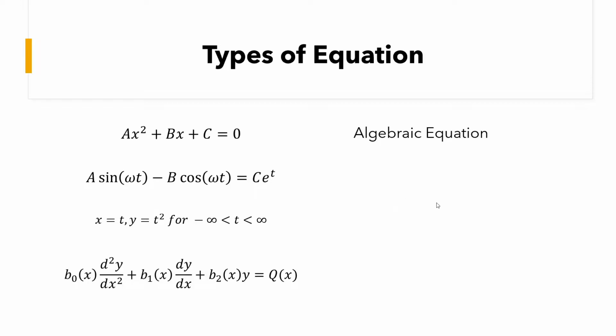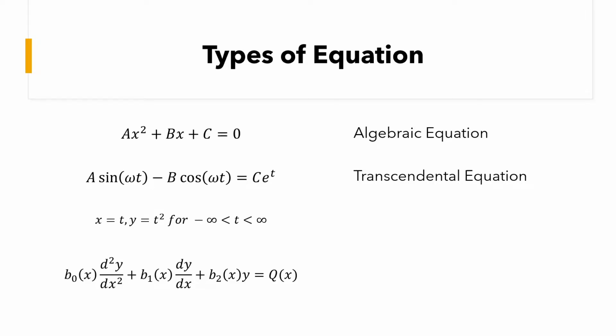Then we have our second one: a sine omega t minus b cosine omega t is equal to c e raised to t. If we notice, we have trigonometric and exponential functions involved in the equation. This type of equation is what we call a transcendental equation. Transcendental equations are equations that involve transcendental functions. What are the transcendental functions? We have trigonometric, inverse trigonometric, hyperbolic, inverse hyperbolic, exponential, and logarithmic functions.